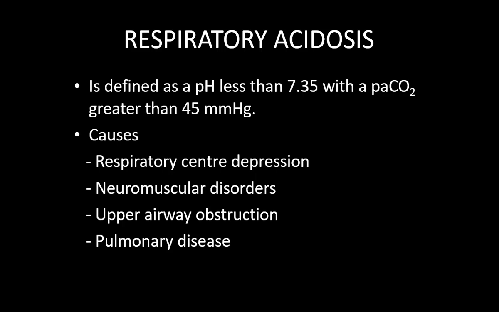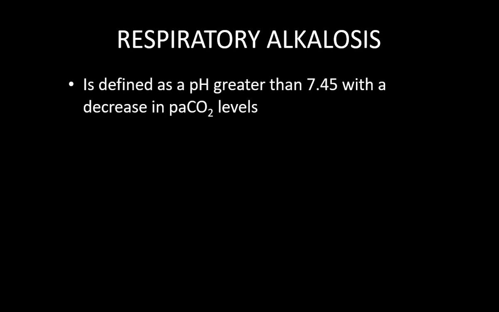Coming to the third step: once you have decided the primary problem is respiratory, how to move ahead. So look at respiratory acidosis. It is defined as a pH less than 7.35 with a PCO2 greater than 45 millimeters of mercury. The causes you all know: respiratory center depression, neuromuscular disorder, upper airway obstruction, and pulmonary diseases. Respiratory alkalosis is defined as a pH greater than 7.45 with a decrease in PCO2 level.